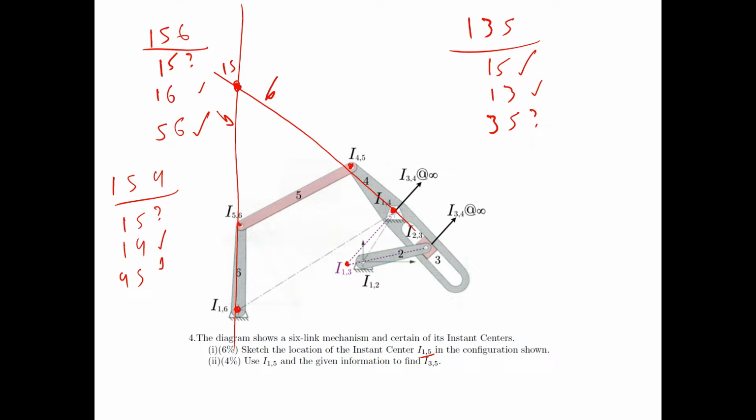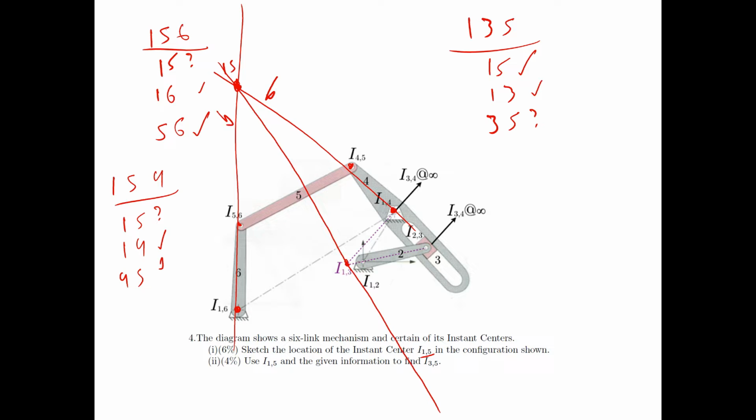Where's that at? Well, I use 1, 5 and 1, 3. So draw a line from those points. And here's where my drawing skills are not going to help. So I know that 1, 5 and 1, 3 are on that line. 3, 5's got to be somewhere on that line. So I've got it narrowed down to that line. So I need some more information.